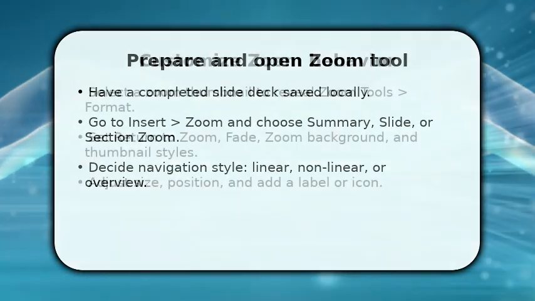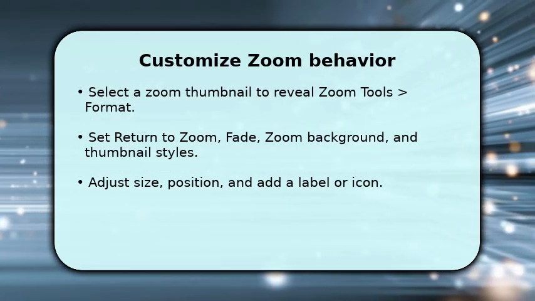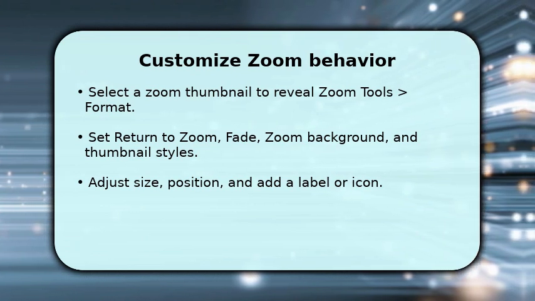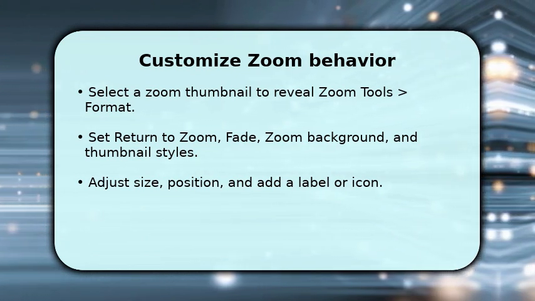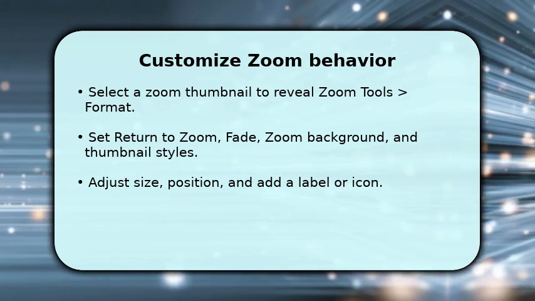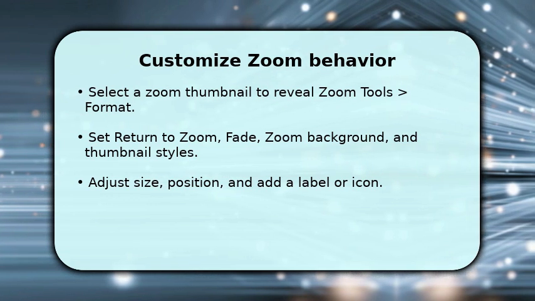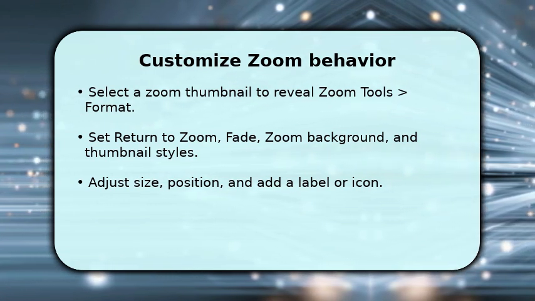After creating your Zoom, click any Zoom thumbnail to open Zoom tools and format options. You can toggle Return to Zoom so you come back after each link slide, enable Fade for smoother transitions, and choose whether the Zoom uses the slide background. Resize and position the thumbnail where viewers expect it. Add a label or icon to clarify purpose.